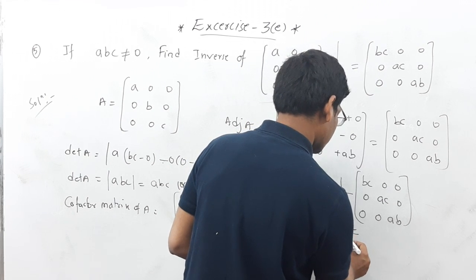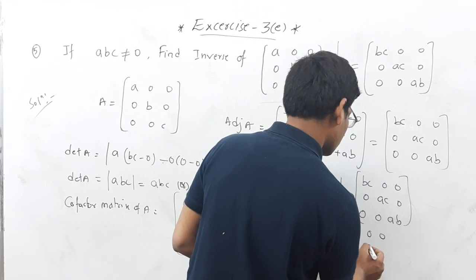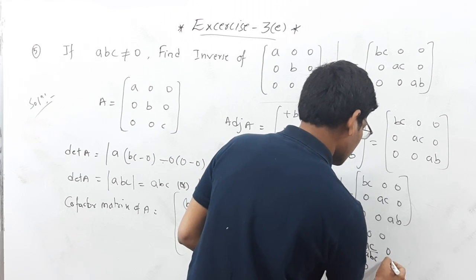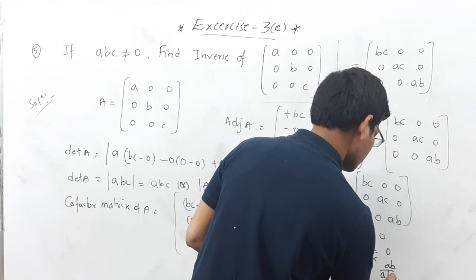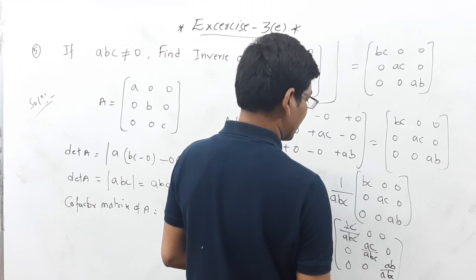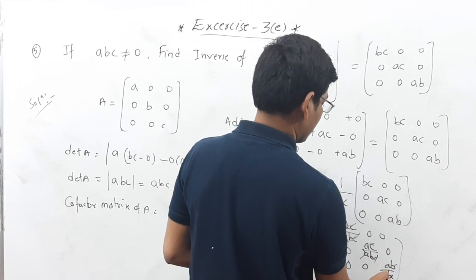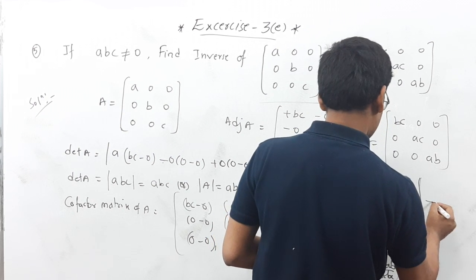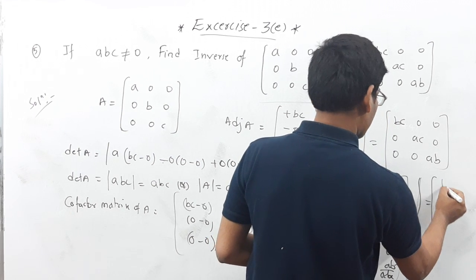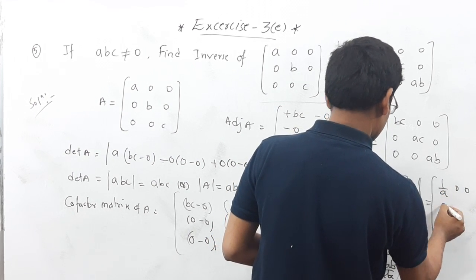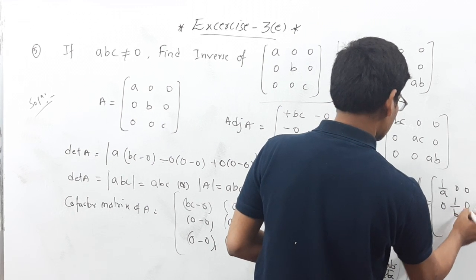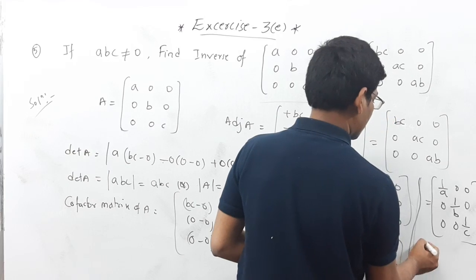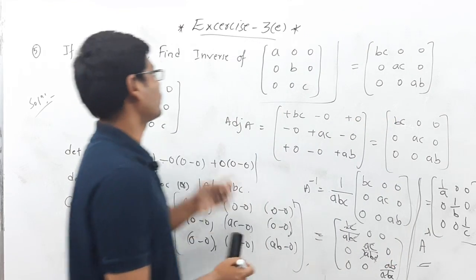BC by ABC, 0, 0, 0, AC by ABC, 0, 0, 0, AB by ABC. Then what will happen here? BC and BC get cancelled, AC and AC get cancelled, AB and AB get cancelled. Then the final one is 1 by A 0 0, 0 1 by B 0, 0 0 1 by C. This is the final A inverse for the given question.